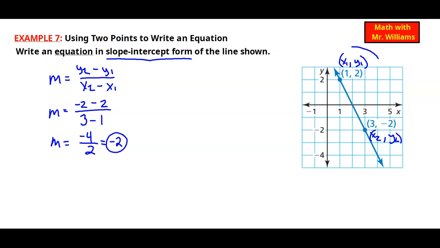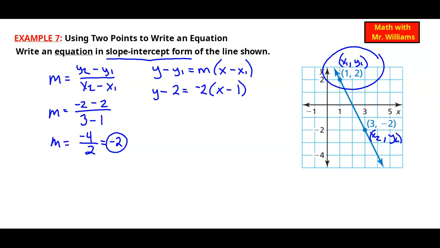We're going to go ahead and use the point 1, 2 in that format. Let's substitute our numbers in. Let's use a distributive property here for the negative 2. Bring down the y minus 2. That equals negative 2 times the x minus negative 2 times the 1. Negative 2 times x is negative 2x minus negative 2 times 1 is a negative 2.